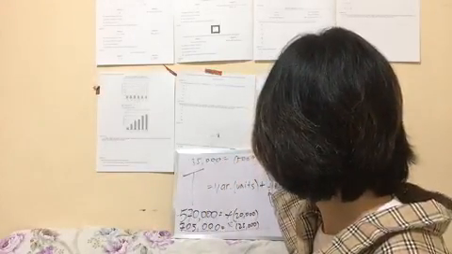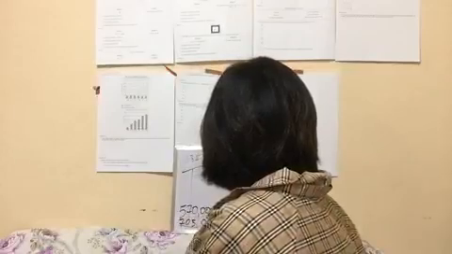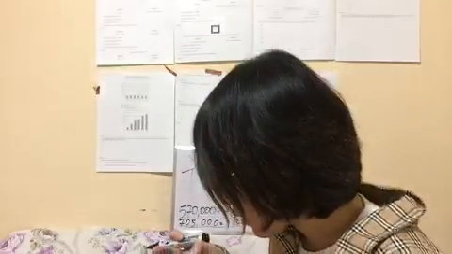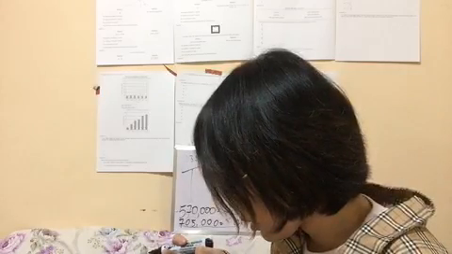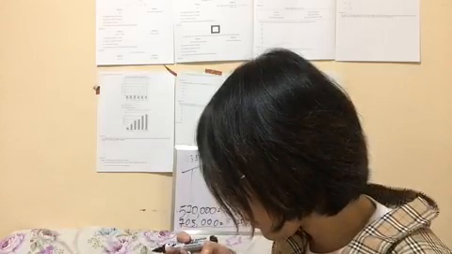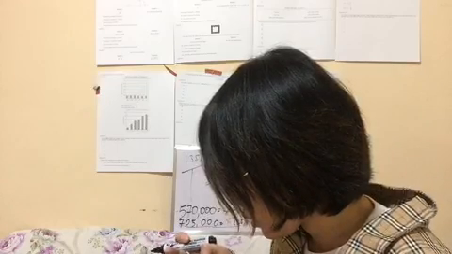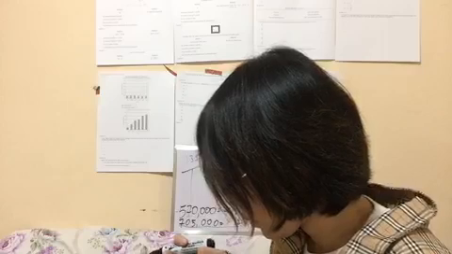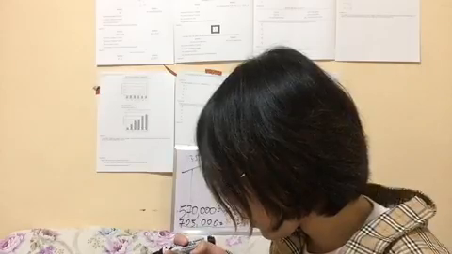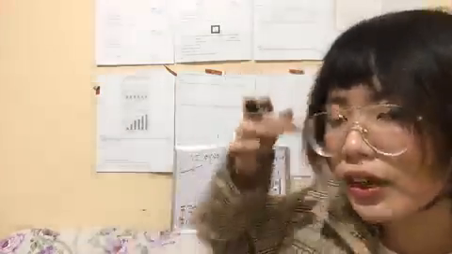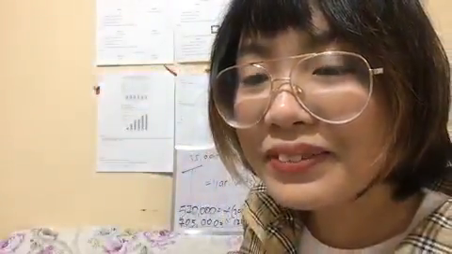27 x plus a fixed income. Fixed income. Wait, I'm still trying to figure out how. Oh, so it's here.